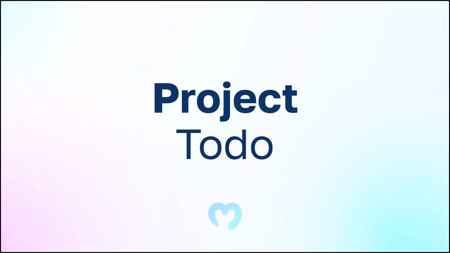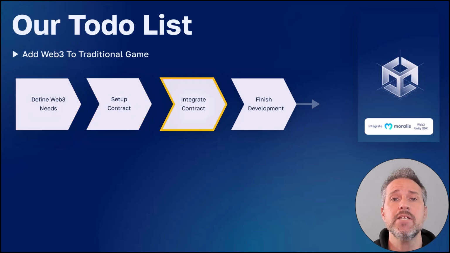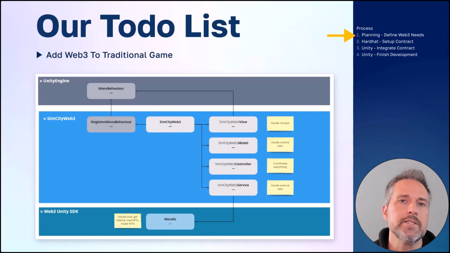The project to do. So now that the traditional game is set up and ready for us, let's discuss how we're going to add Web3 technology. First, we're going to define the needs of the project, set up the contract, integrate the contract, and then finish up development. For defining the needs, the project has a very light version of the model view controller service architecture.